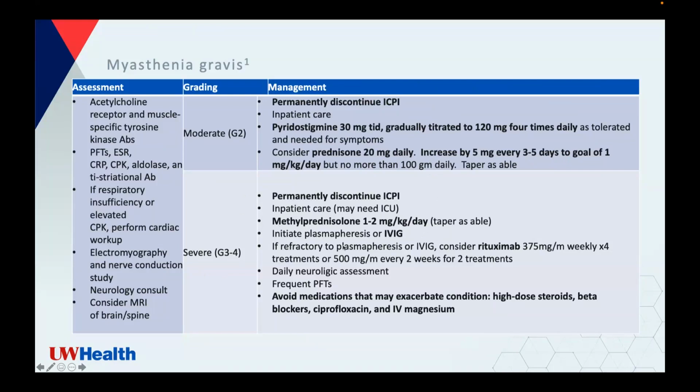And then if patients don't respond to plasmapheresis or IVIG, considering rituximab, and there's a couple different dosing regimens we can consider for that. And then another thing to note, as a pharmacist, is avoiding medications that may exacerbate the condition. So like I said, high-dose steroids, beta blockers, ciprofloxacin, and IV magnesium.